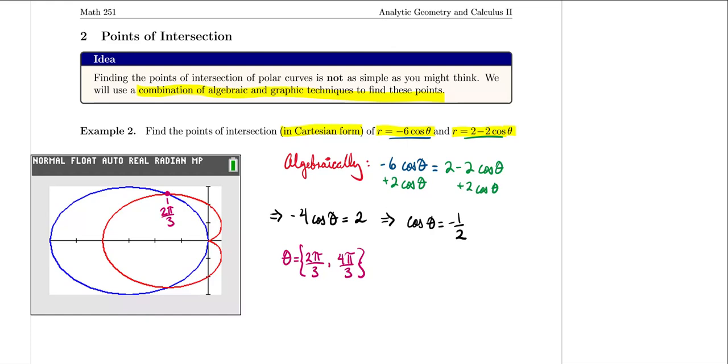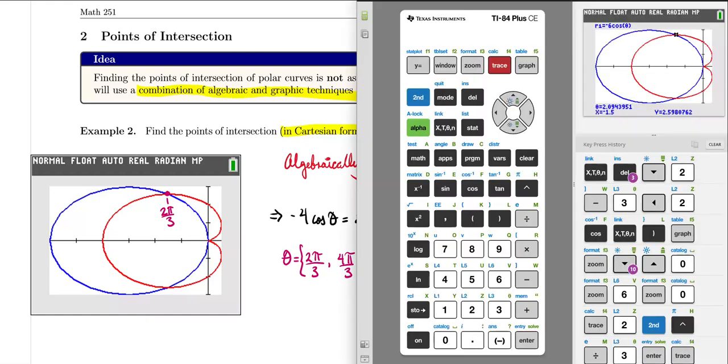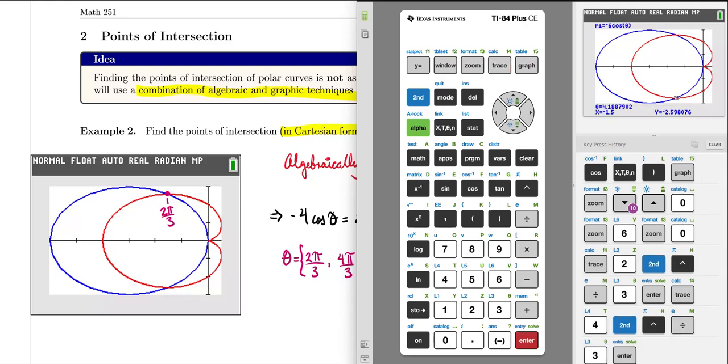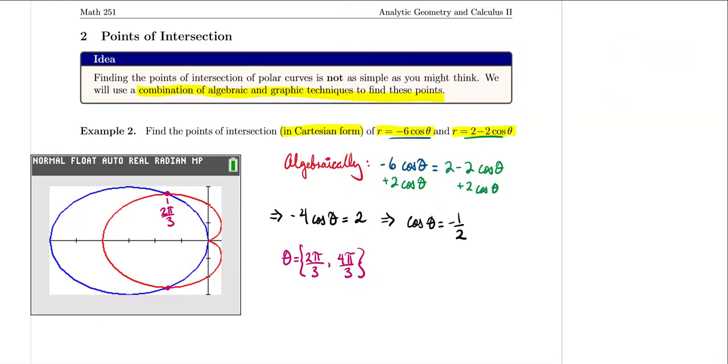Now, where's the 4π/3? Going back to our calculator, trace, where is the 4π/3? And there we go. It's the bottom intersection. All right, so here we have the 4π/3. Okay, now, are we done with the intersections?